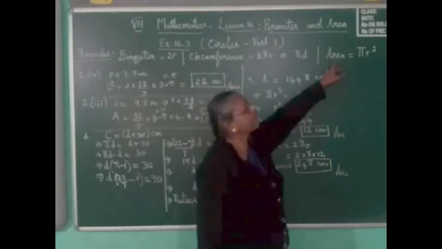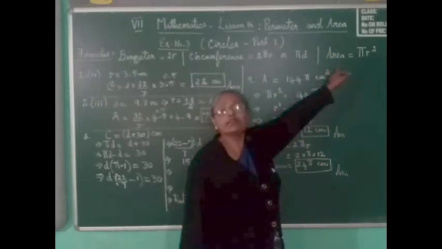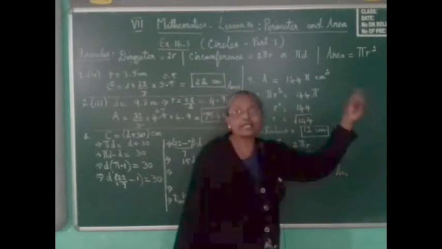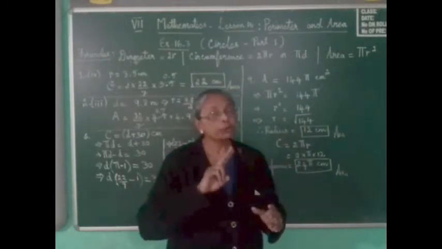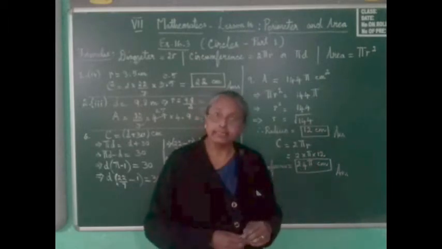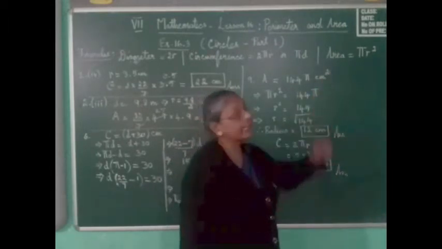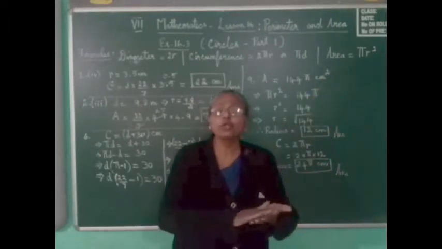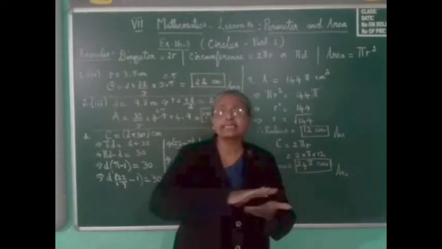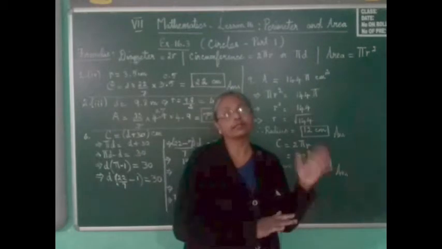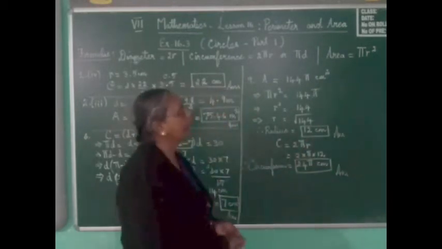In the same way, what is the area of a circle? The area of a circle is pi r square. That is pi into, 2 times we need to multiply the radius. That will be the area of the circle, the full area enclosed by any circle, the complete area. That is called the area of the circle, which is pi r square.